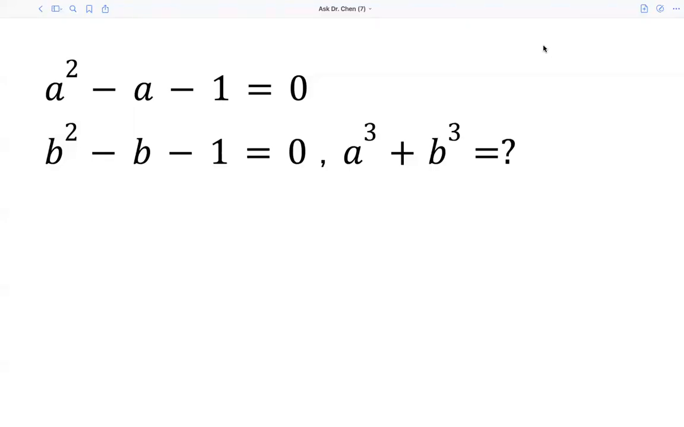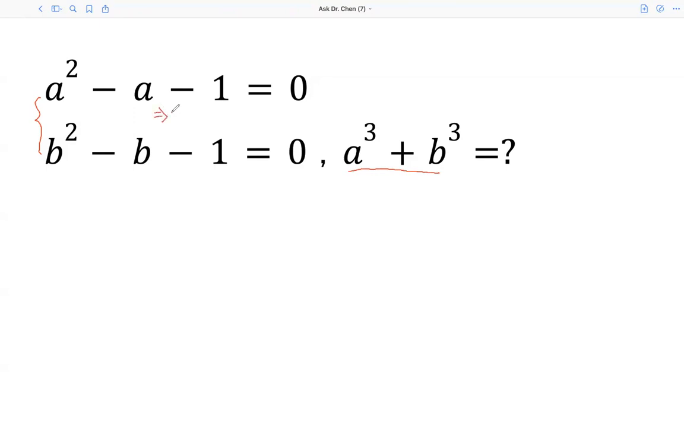This one is a little similar to the previous one we have solved. So let's see. We're given two equations. Right, we're given these two equations. And we want to find a cubed plus b cubed. So let's use this relation to simplify a cubed plus b cubed.